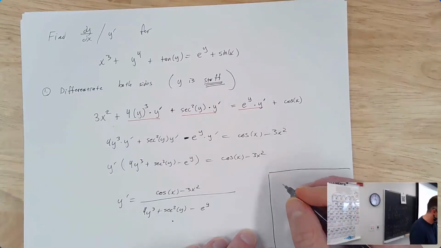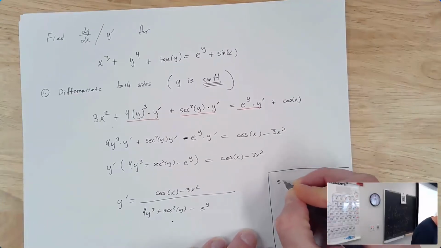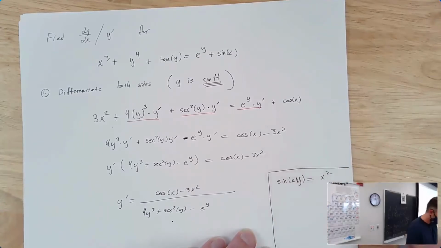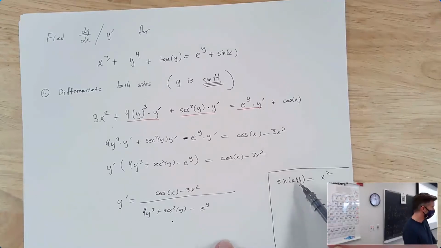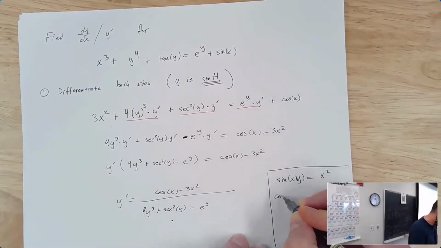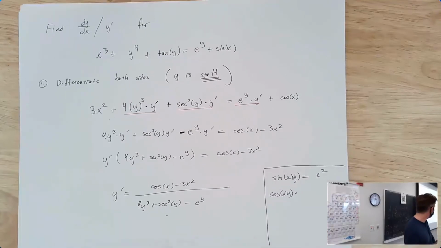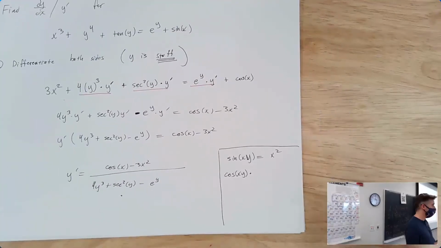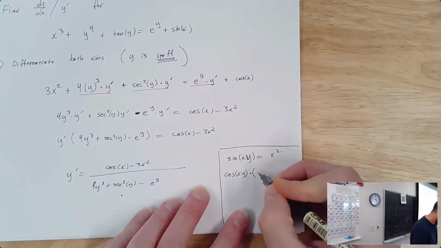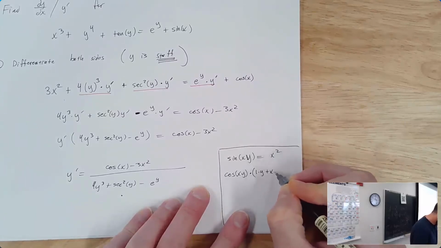If I wanted to find the derivative for sine of xy equal to x squared, the derivative of sine of xy is going to be, well, I've got sine of some stuff, right? Because it's more complicated than just x. What's the derivative of sine? Cosine. So the derivative of sine of some stuff is cosine of the stuff times the derivative of the stuff. For the derivative of the stuff, I have to use the product rule, because it's x times y. So what's the derivative of x? Times, leave y alone, plus x times, what's the derivative of y?